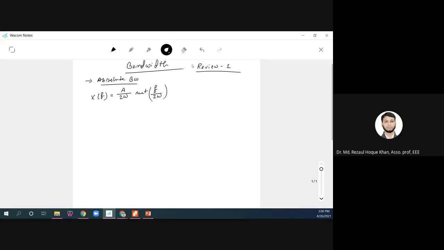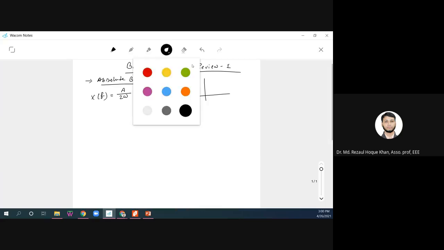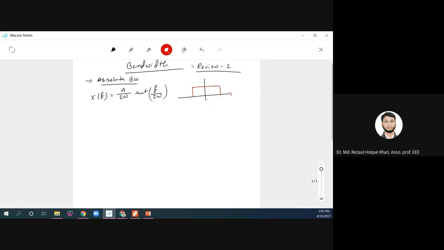This is a rectangular signal which can be expressed this way. This is our signal. So this is in frequency domain, from 0 to twice W. So omega. This is A by twice omega. So width is actually not omega. This is W. This is W. Width.